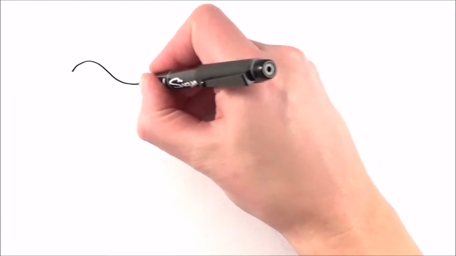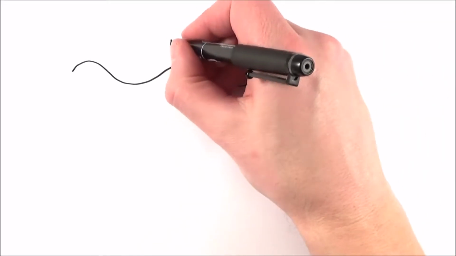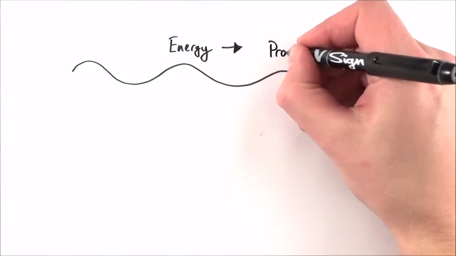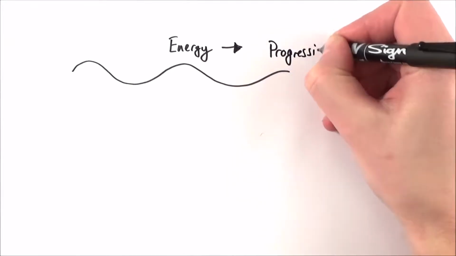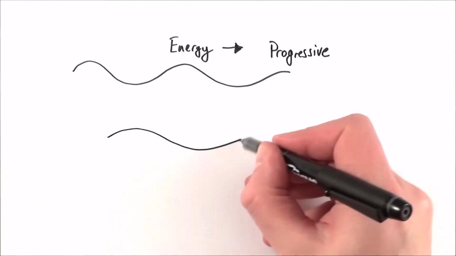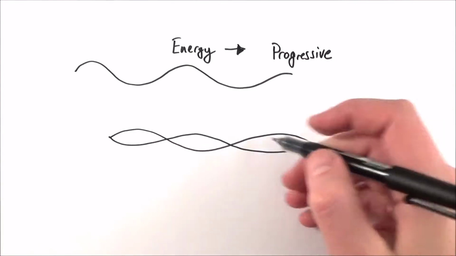So far, what we've considered are waves that move along, and as they do, they transfer energy. And because they're transferring energy, we can say that these waves are progressive as they progress along. But what I'd like to look at now is another type of wave, and this kind of wave doesn't transfer energy, but stores it.